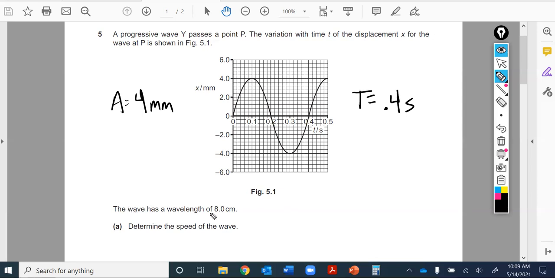It says the wave has a wavelength of 8 centimeters. Note that all we know about is the time on this axis. So they tell us the wavelength. Okay, the wavelength is 8 centimeters. So we got all that. Determine the speed of the wave.